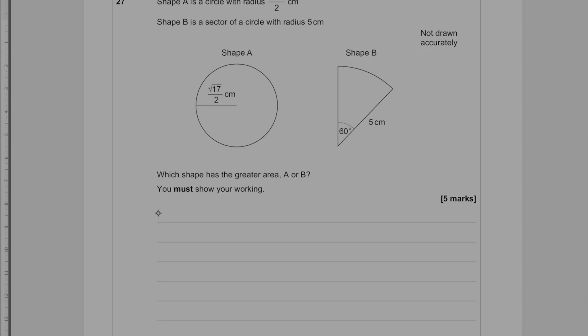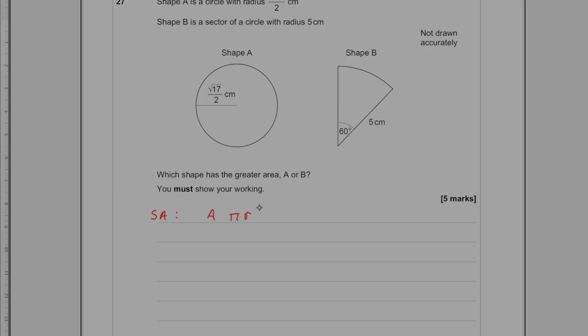Okay, so if we start with shape A, it is a circle, so the area of that would be pi r squared. That would be equal to pi times root 17 over 2 squared. So root 17 squared would be 17 and 2 squared would be 4. So that's going to be 17 pi over 4.